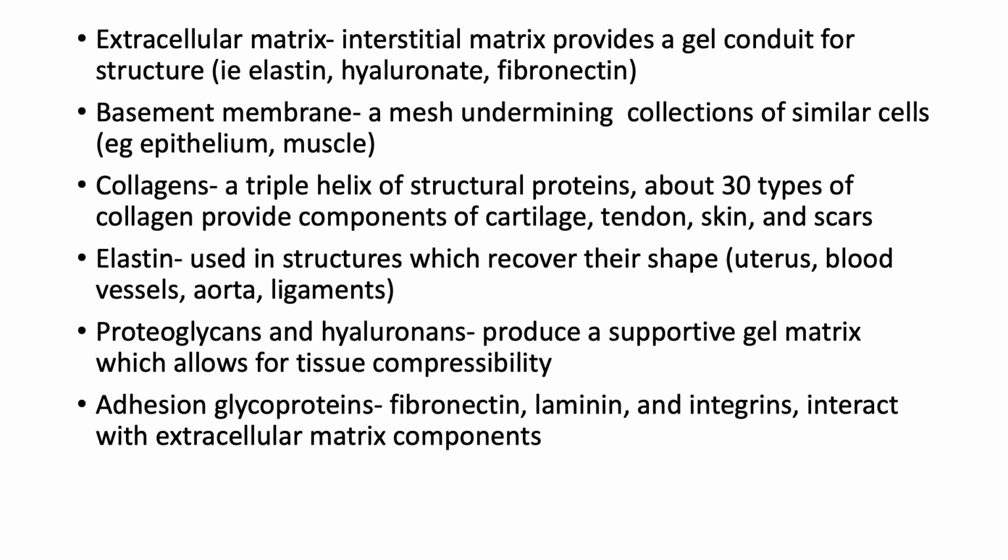Elastin is used in structures which recover their shape. These are found most commonly in the uterus, blood vessels, particularly the aorta, and ligaments. Proteoglycans and hyaluronans produce a supportive gel matrix, and this allows for tissue compressibility. And then finally, there are adhesion glycoproteins such as fibronectin, laminin, and integrins. These interact with extracellular matrix components.